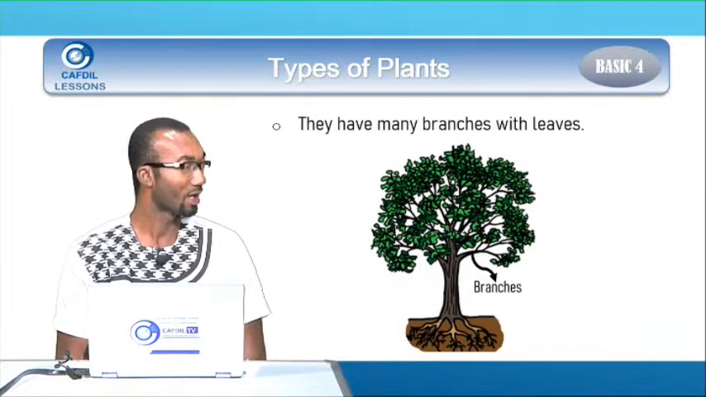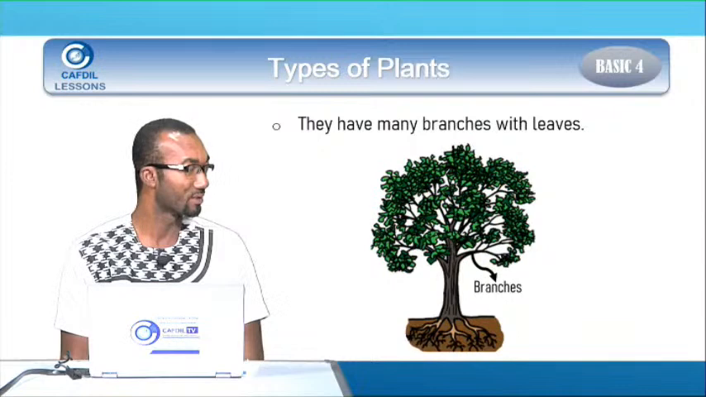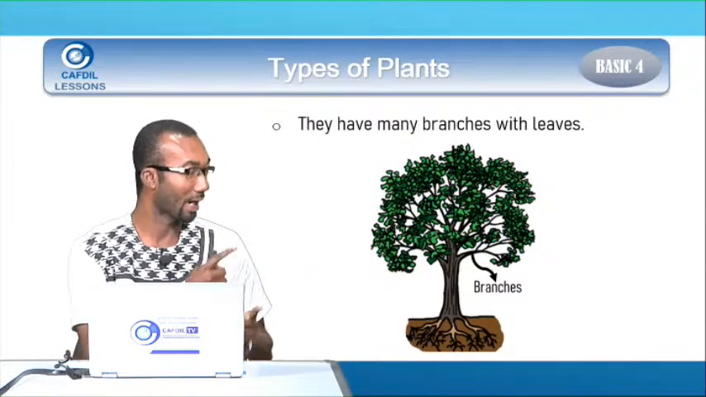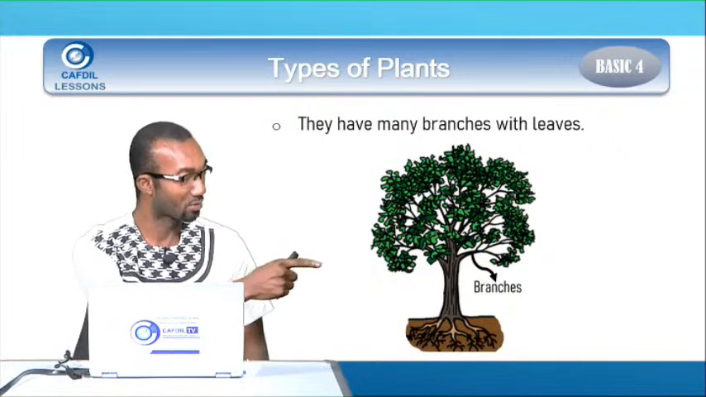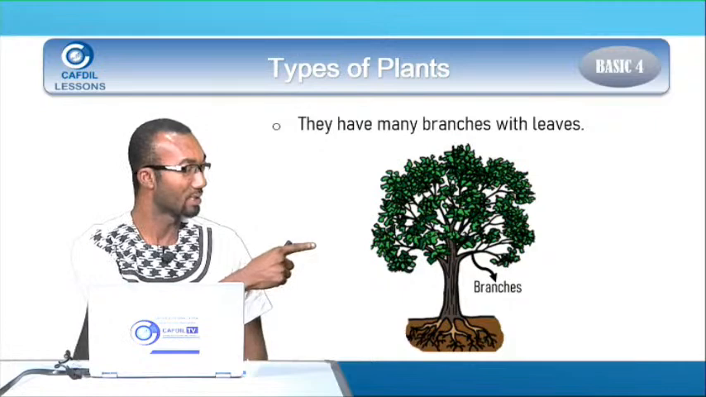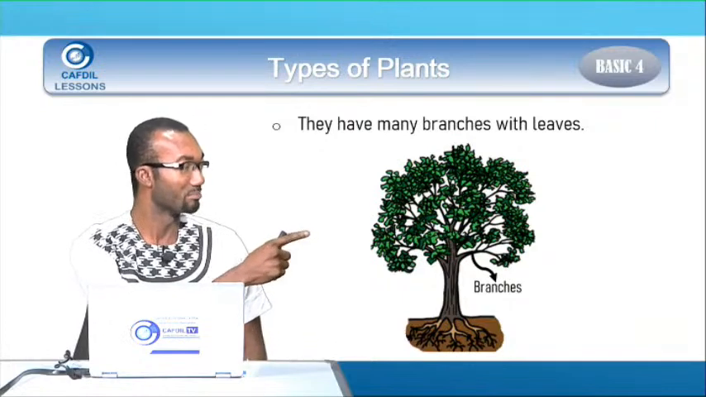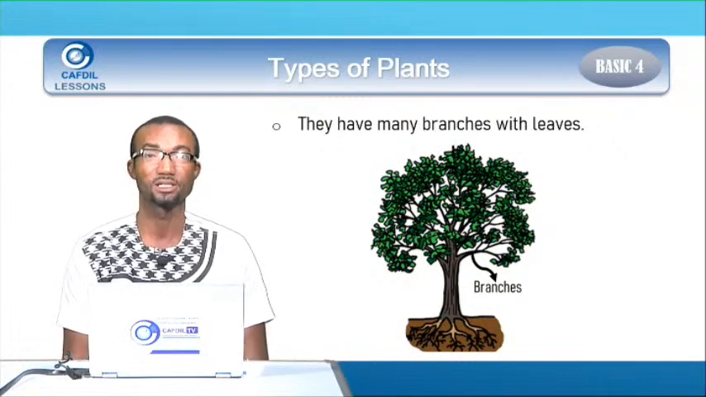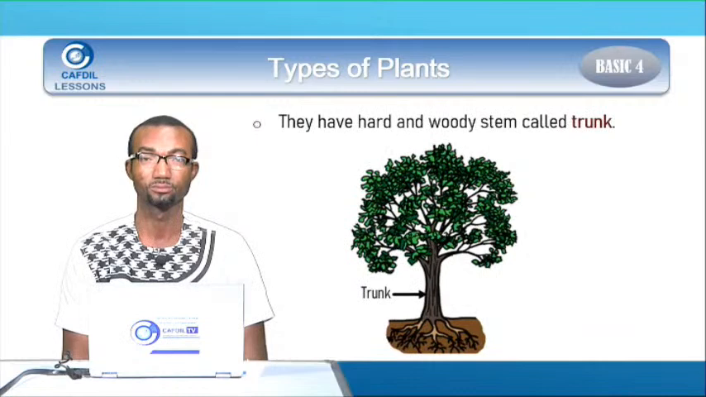Kids, they also have many branches with leaves. So you see that from the root we have the stem upwards, and where the arrow is showing is the branches. So you see that this tree has many branches with leaves on them.